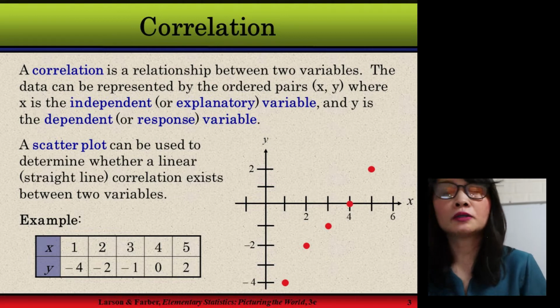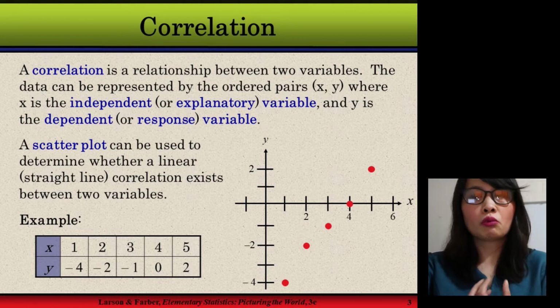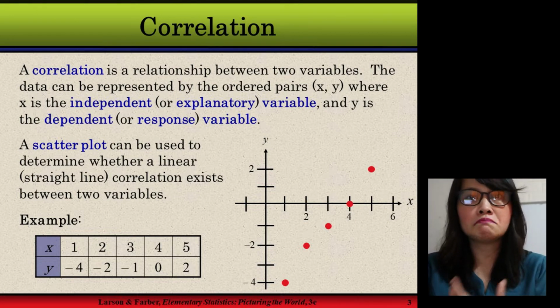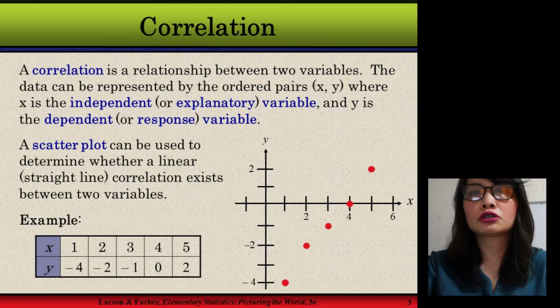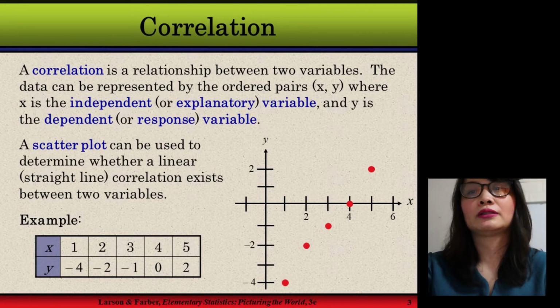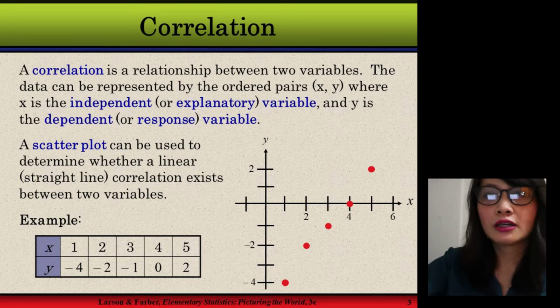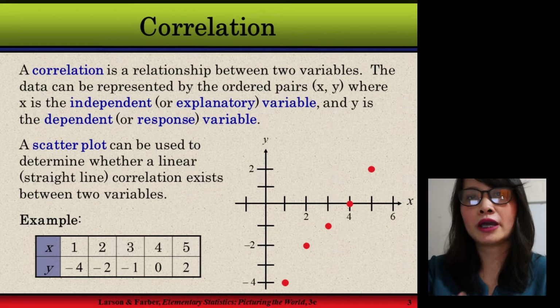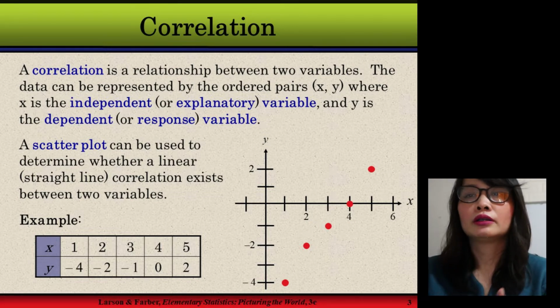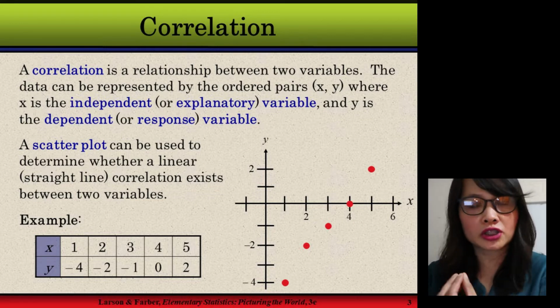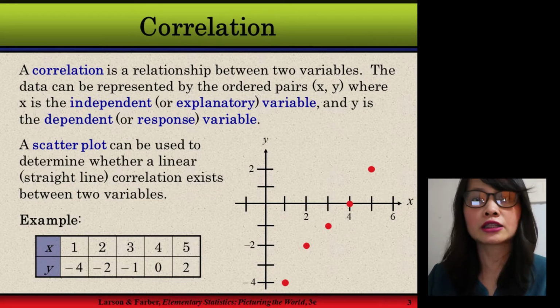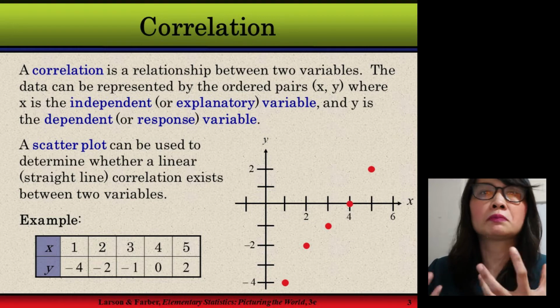A scatter plot can be used to determine whether a linear correlation exists between two variables. Linear means straight line. For example, we have x and y variables. For x, you have the elements 1, 2, 3, 4, 5, and for y, you have -4, -2, -1, 0, and 2. Using the scatter plot, you need to determine whether a linear, or straight-line, correlation exists in the given variables. That's the main purpose of a scatter plot.